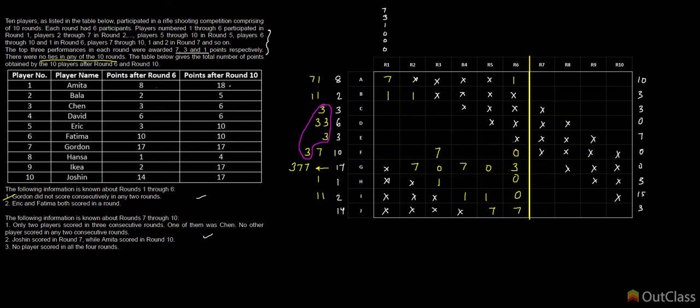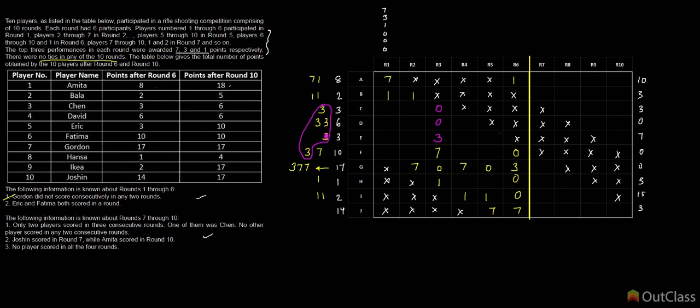Now we can look at the second clue for rounds 1 to 6. Eric and Fatima both scored in the same round. And where can that be? Eric has to have a 3. Fatima has a 7 and a 3. You cannot have two 3's lined up in the same column. So Eric's 3 has to coincide with Fatima's 7. So that means you'll have to put 3 here. That takes out this 3 and also gives us two zeros here.